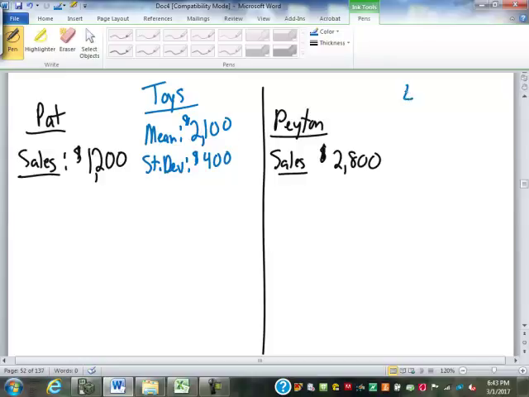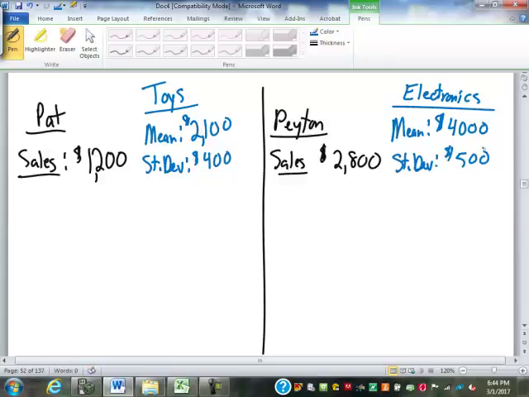Peyton is in electronics. Last week, for all salespeople in electronics, the mean sales was $4,000 with a standard deviation of $500.